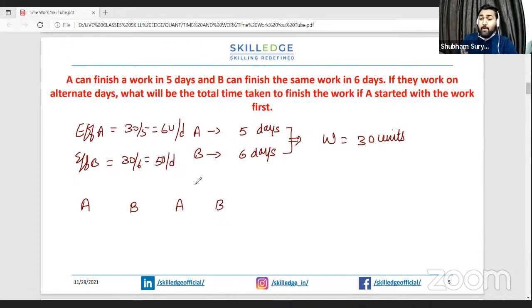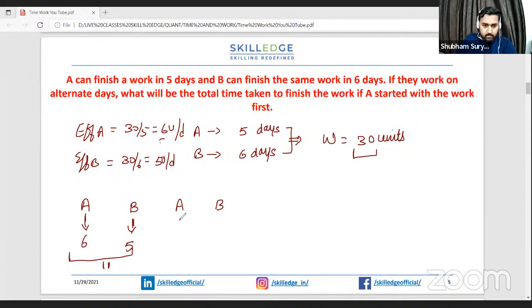Now, A and B are working on alternate days, guys. And together they have to complete 30 units of work. So in the first day, when A is working, he would have completed 6 units of work. In the second day, when B was working, he would have completed 5 units of work. So total, they would have completed 11 units of work in 2 days, guys. Okay, now you need to understand this thing. They're working on alternate days, so we have to take 2 days together into consideration. In the first 2 days, they would have completed 11 units of work.